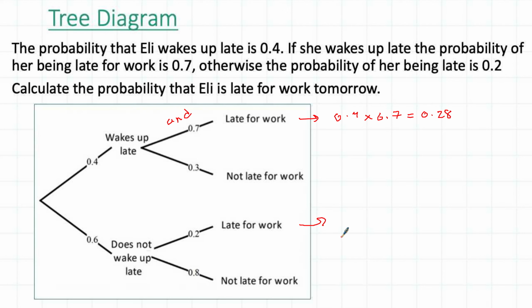And then we are looking for does not wake up late and is late to work. So remember that "and" refers to a multiplication in math. So that can help you understand when to multiply, when to add. And I either wake up late or I do not wake up late. So I have two possible options. So I get 0.4 out of that.